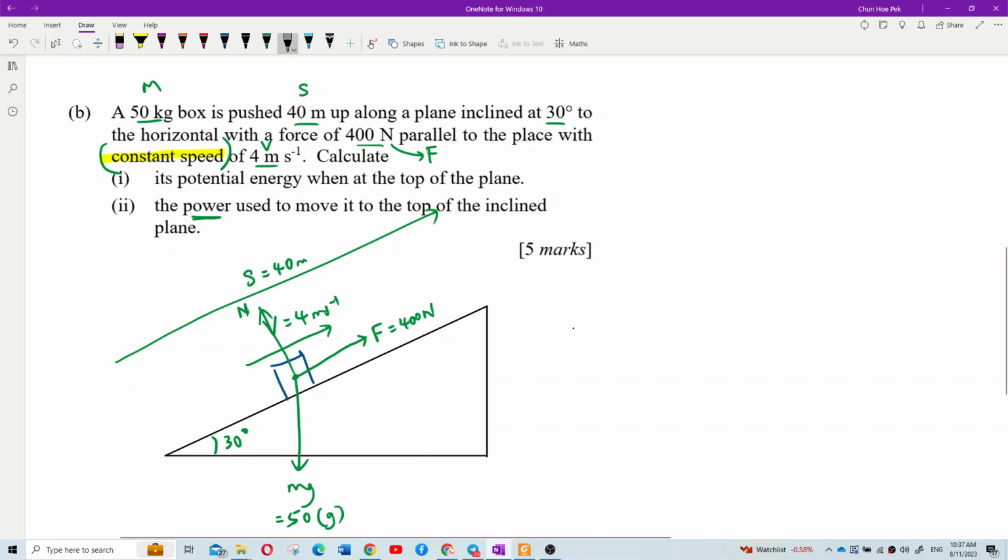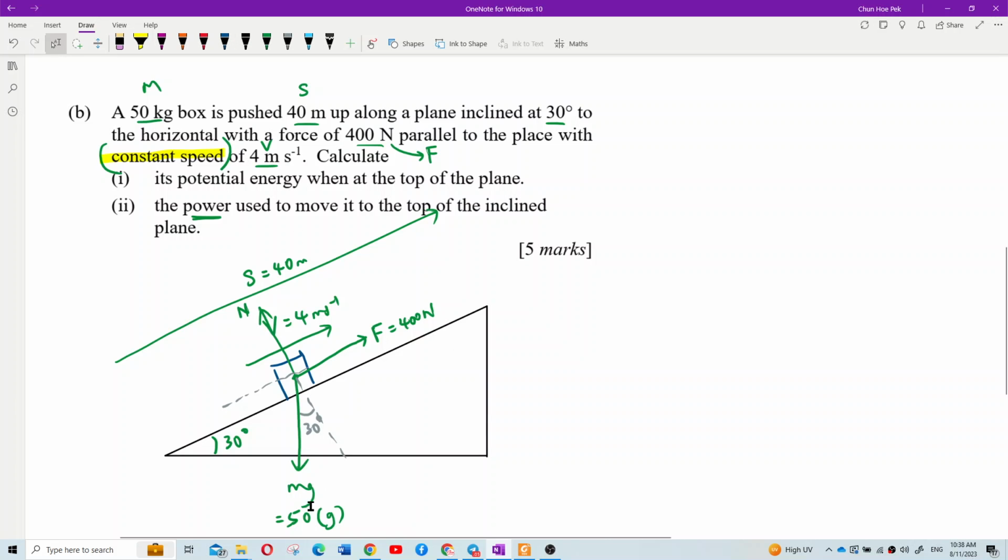Okay, and complete. We have the axis here. This is 30 degrees. This one also 30. Okay, that's good. What's the potential energy at the top of the plane? You just use mgh, right? Mgh.